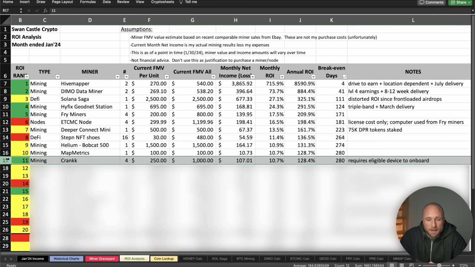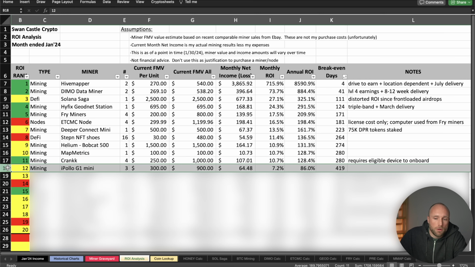Number 11, Crank. Now the ROI time is obviously a little lower here, and I anticipate it could get even lower as the rewards start to decrease as the project ramps up. But I've been very impressed with Crank so far. If you have extra IoT or Helium devices you want to onboard with Crank, there's tutorials out there and guides on their website. I've been very impressed with their team so far. So I think it's a project that's still very potentially lucrative as we enter this bull market.